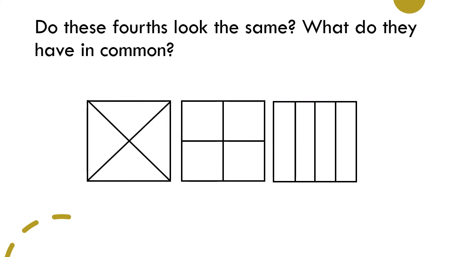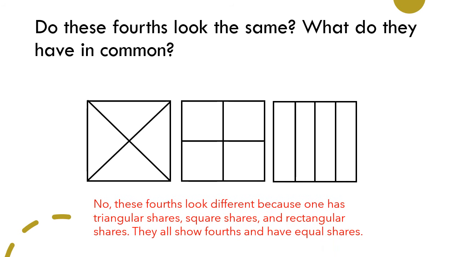Do these fourths look the same? What do they have in common? Share your thinking. No, I don't think these fourths look the same. One has triangular shares, the other one has square shares, and then the final one has rectangular shares. So they definitely don't look the same, but they do have some things in common. They are all showing fourths, so 4 equal shares.